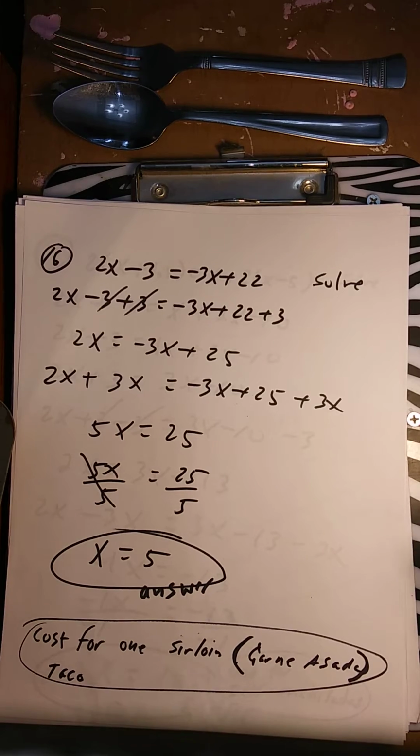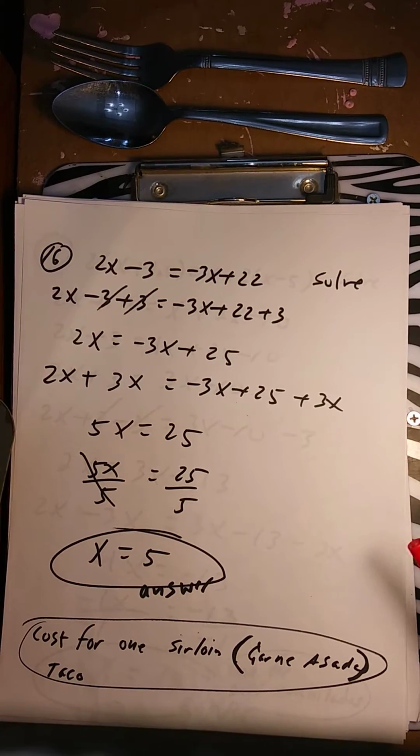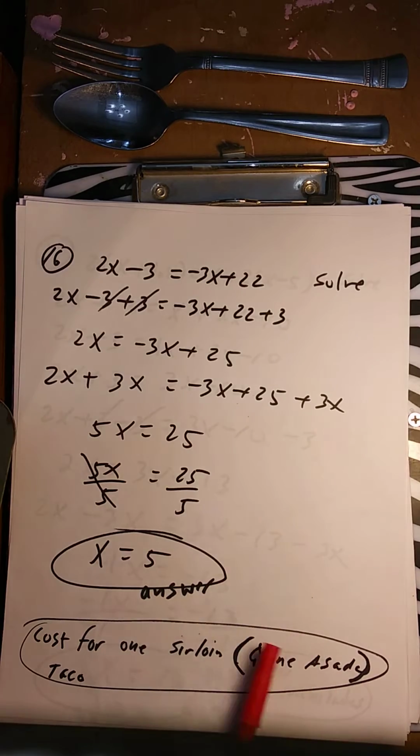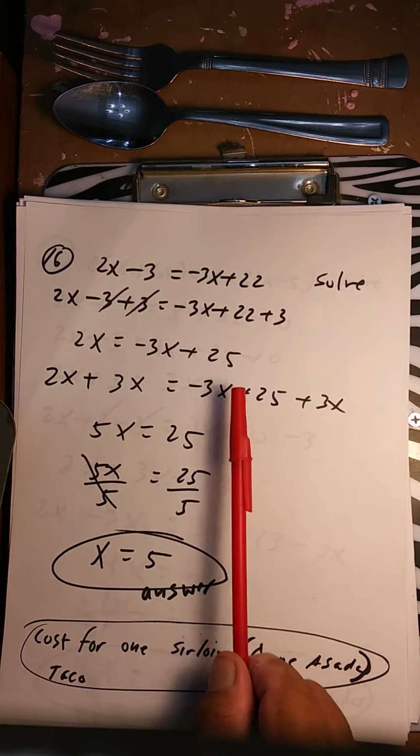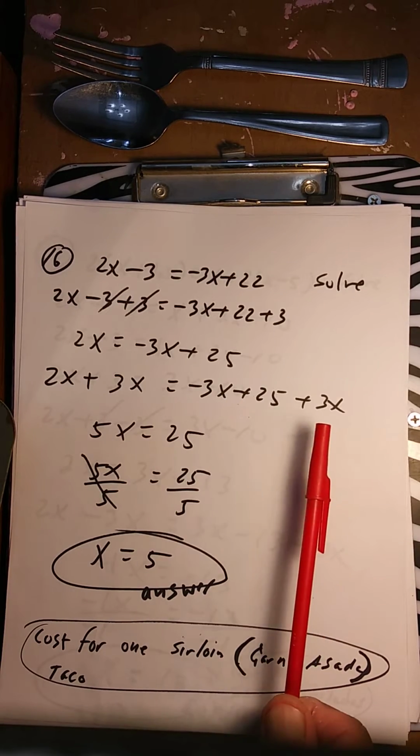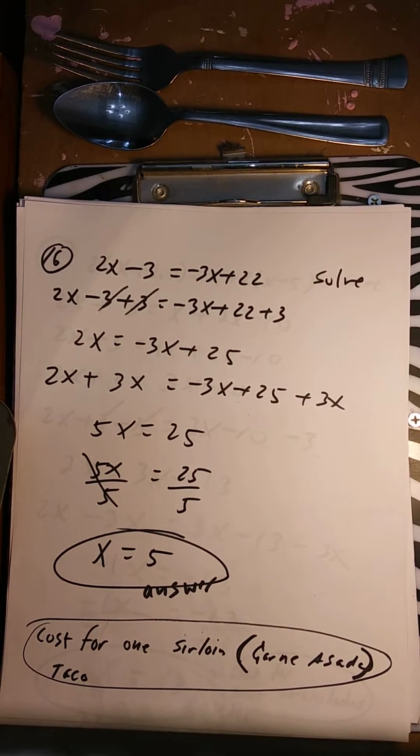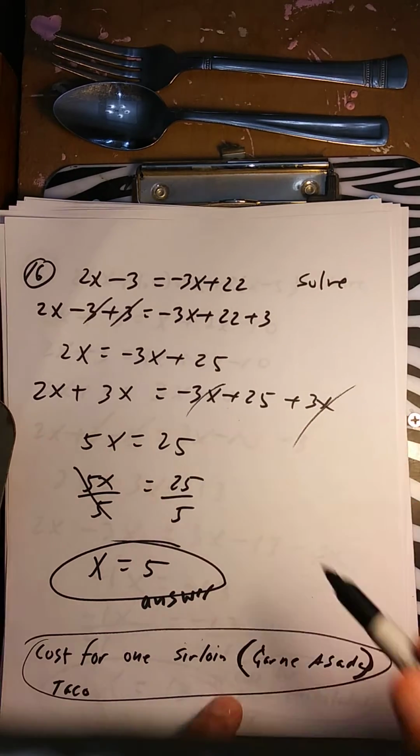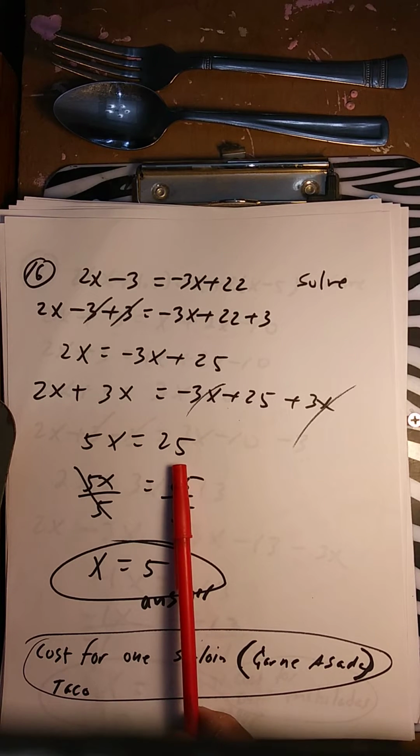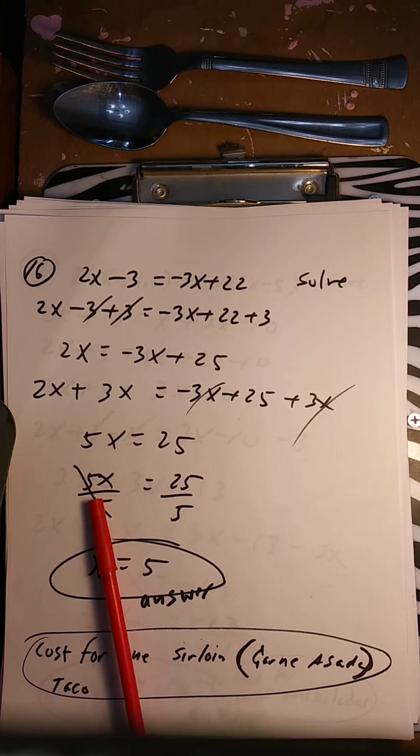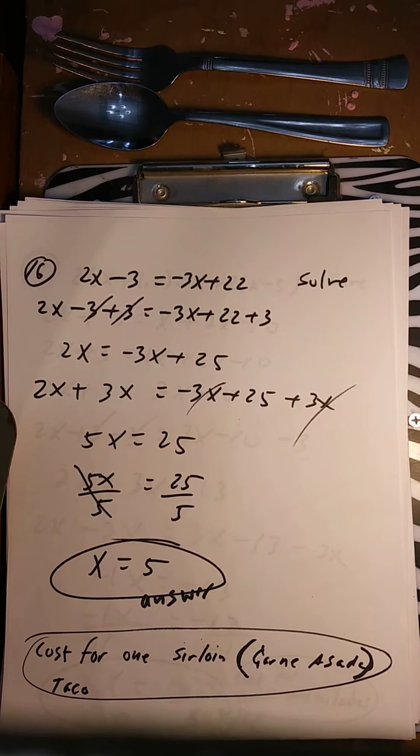Solve this linear equation. How do we do this? Let's see. First of all, I'm going to add 3 to both sides. 3, 3. So I know these are gone. So now you have 2x equals minus 3x plus 25. Now what I'm going to do is add 3x to both sides. So what's going to happen when you add 3x over here? You know what's going to happen. These are going to be gone. Boom. They're out of here. All right. Now what happens? Now we have 3x and 2x is 5x equals 25. So divide by 5, divide by 5. So x is 5. So this is like the cost for one solar and carne asada taco.